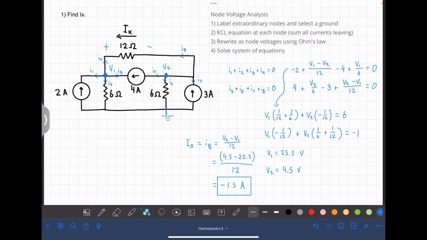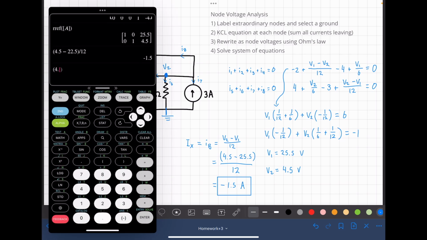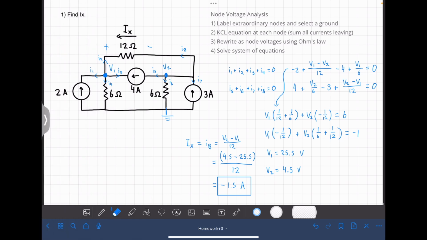Oh, just realized, made a mistake. This is not 22.5. I even wrote it over here. It is 25.5. So let's try this one more time. The actual answer is 1.75 amps. Alrighty, for real this time.